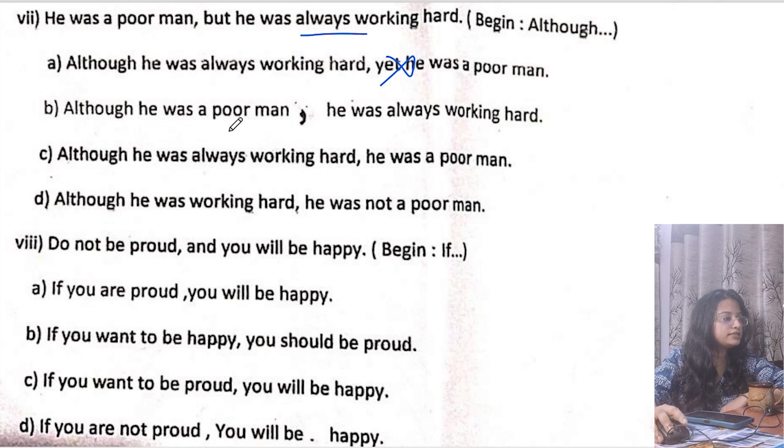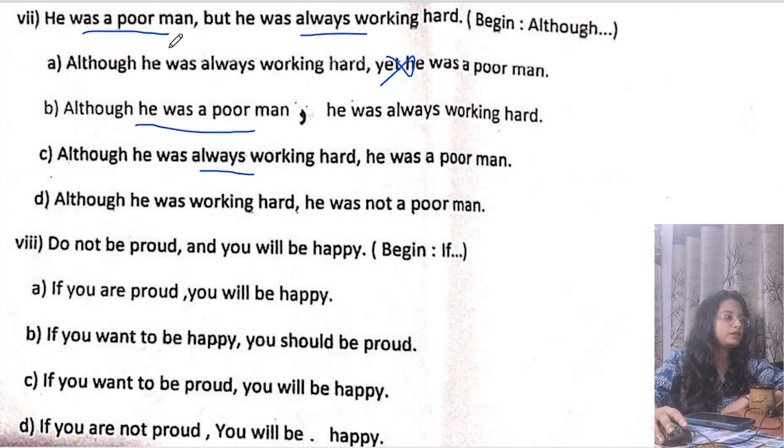Okay, the word "always" is here, it is not here. He was always working hard, but it is given on the opposite side. See, although he was always working hard. Okay, although he was always working hard, and over here, although he was a poor man, he was always working. So, the initial sentence is, he was a poor man, and he was always working hard.